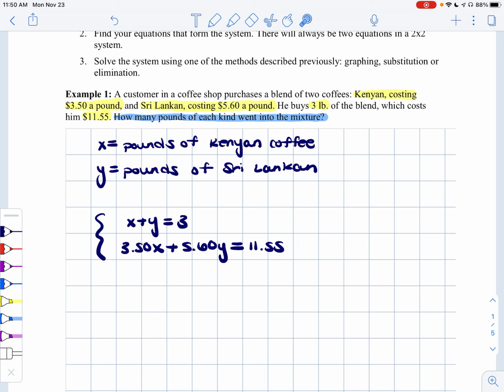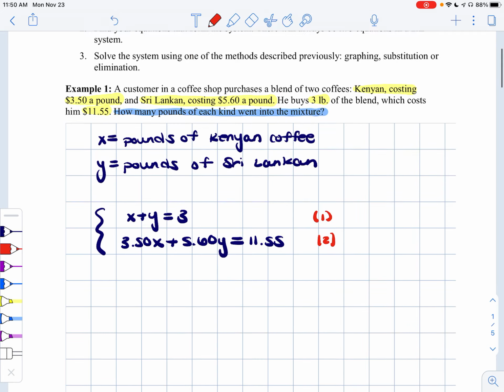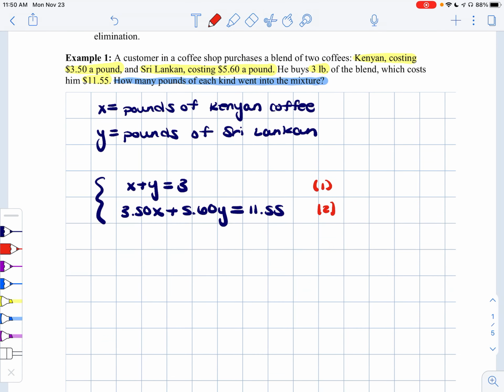Okay, so now that we have our system built, this is a problem just like we were doing in the previous videos, and we just need to solve it. So I'm going to label these as equations 1 and 2. All right, and we can solve using any technique that we want to. We can do substitution, we can do elimination, that's completely up to you, okay? I'm just gonna do a little bit of both as we go through this video just to help you guys make sure you get practice with each technique.